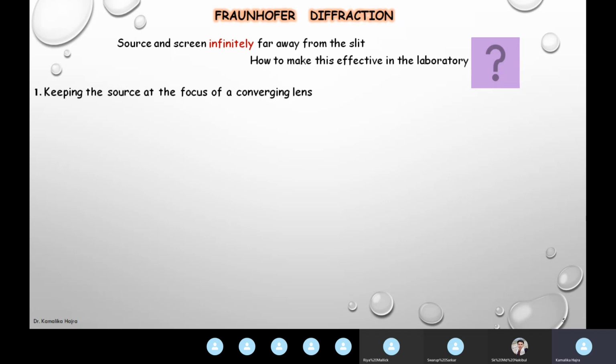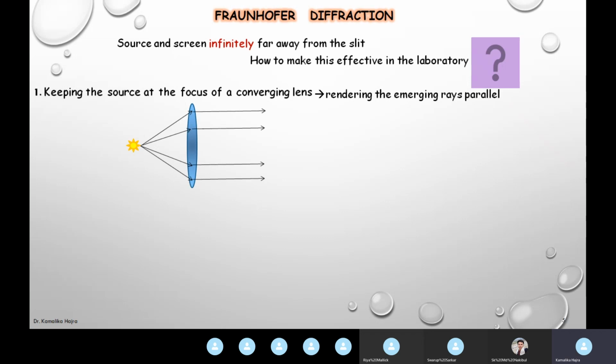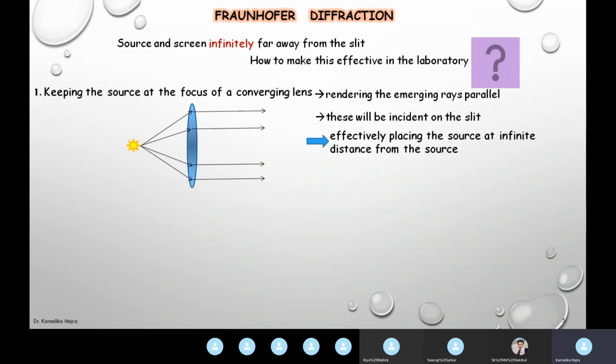First, we'll keep the source at the focus of a converging lens. Alright, so this is the source and we keep it at the focus of the converging lens so that the emerging rays will be parallel. If you keep the source at the focus of the converging lens, then the emerging rays will be parallel. So these parallel rays here, they will be incident on the slit, and therefore this setup effectively places the source at infinite distance from the slit. This will be slit, sorry.